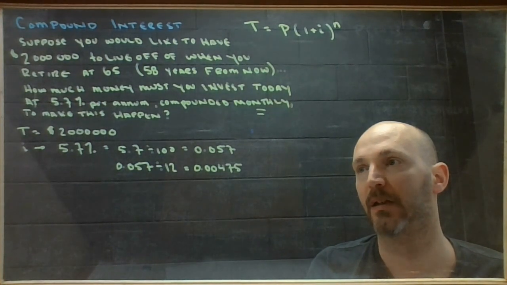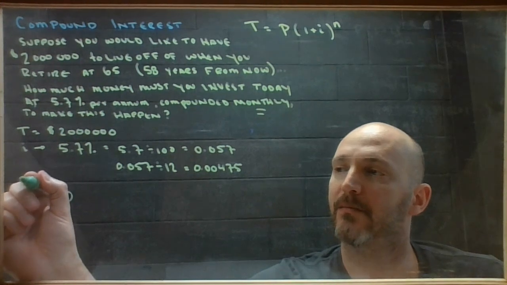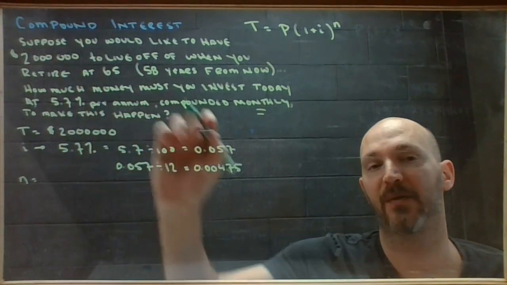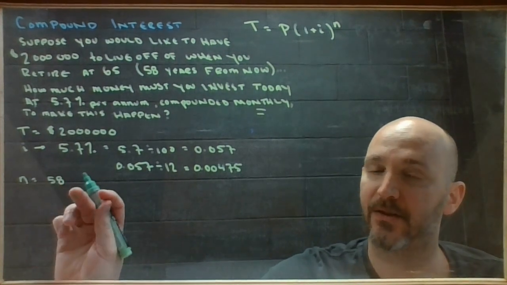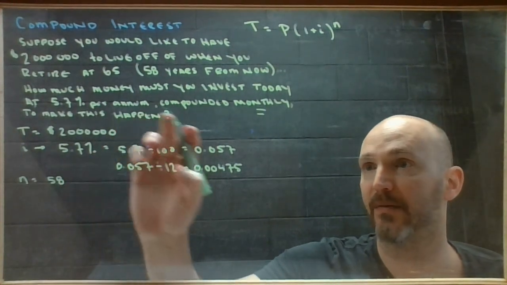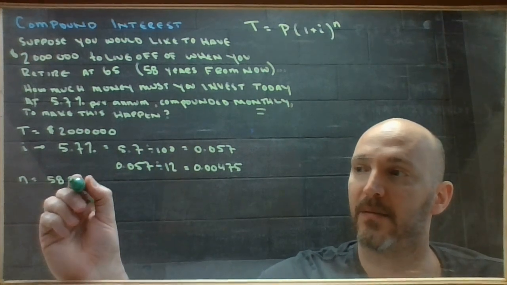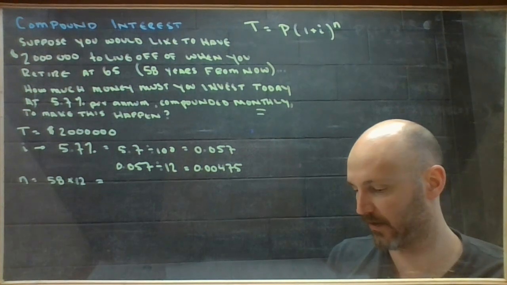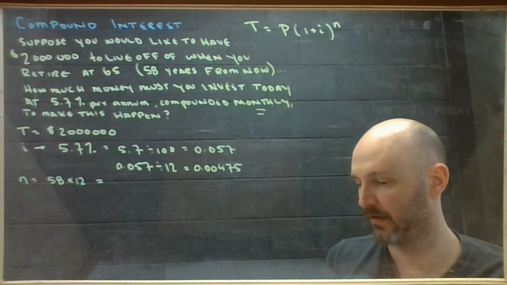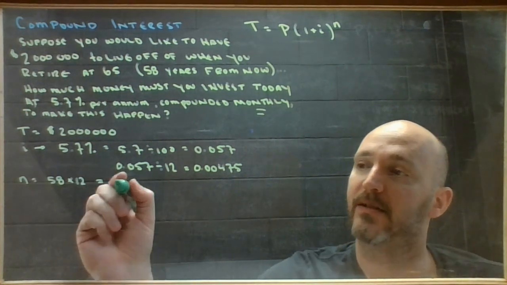Right? And my term is 58 years, but I have to express that in terms of compounding periods. So if it's compounded monthly, that means it happens 12 times in each of those 58 years, for a grand total of 696 compounding periods.